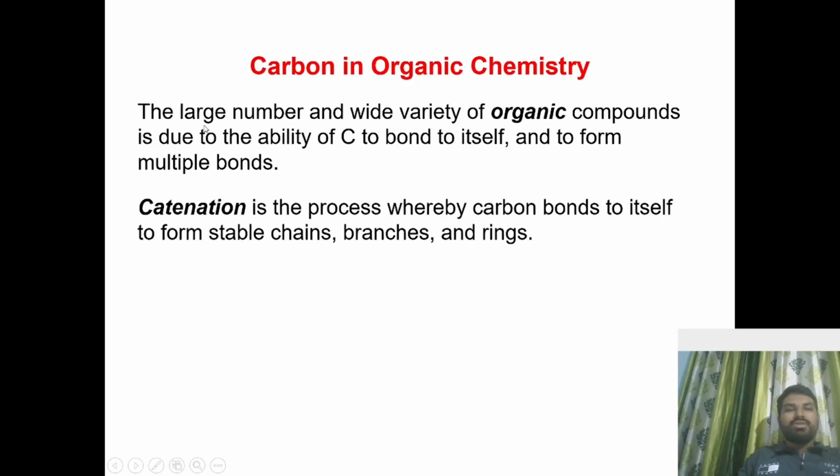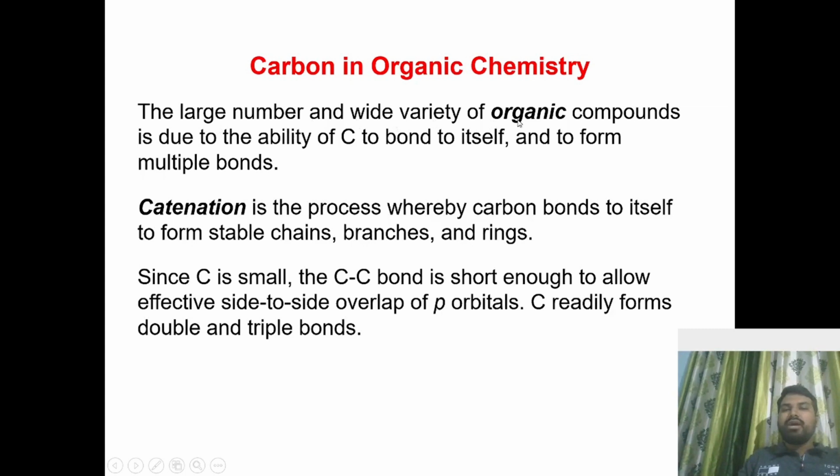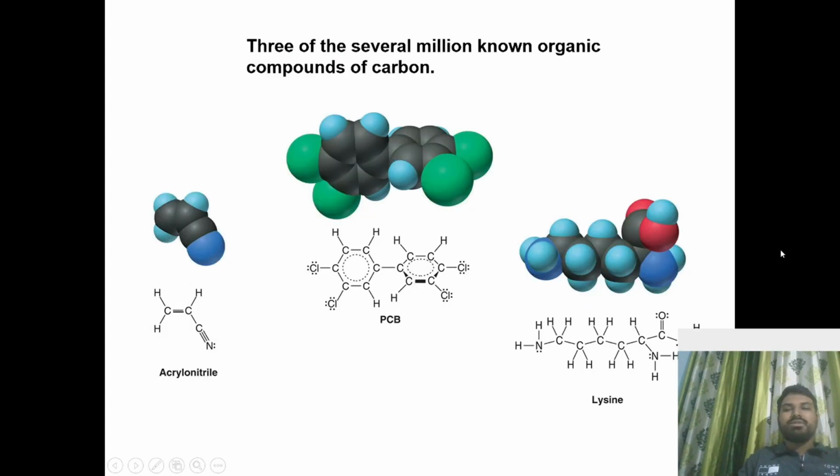Carbon in organic chemistry. The large number and wide variety of organic compounds is due to the ability of carbon to bond to itself and to form multiple bonds. Catenation is the process whereby carbon bonds to itself to form stable chains, branches and rings. Since carbon is small, the carbon-carbon bond is short enough to allow effective side-to-side overlap of p orbitals. Carbon readily forms double and triple bonds. Three of the several million known organic compounds of carbon are acrylonitrile, PCB, and lysine.